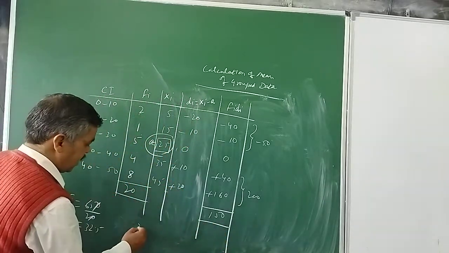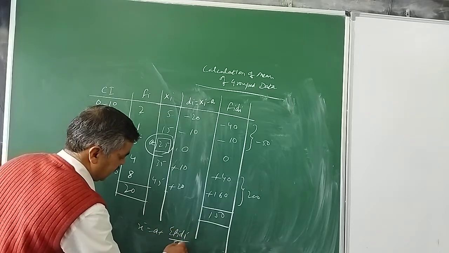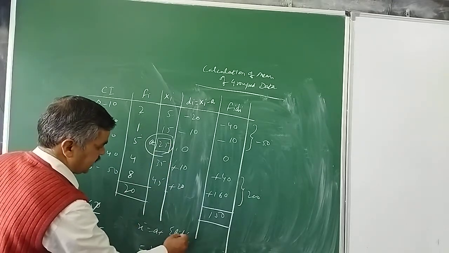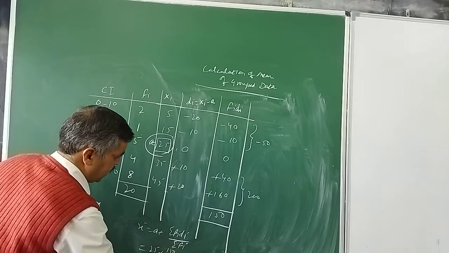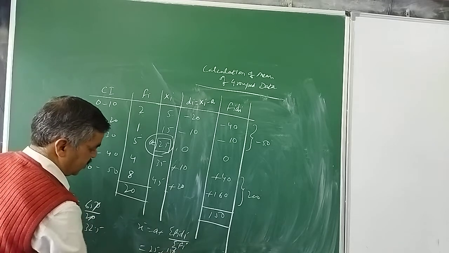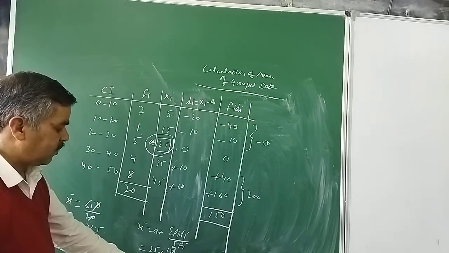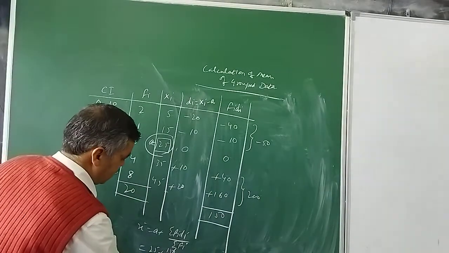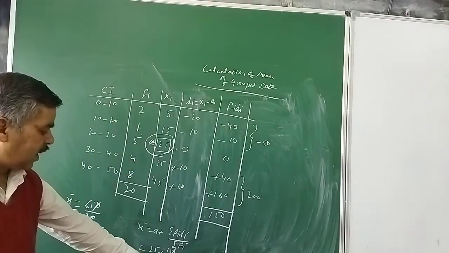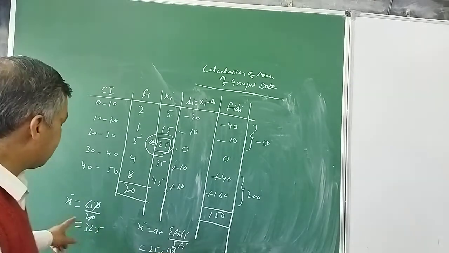Now you use the formula. x bar is equal to a plus sum of fi di divided by sum of fi. Substitute these values. a was 25, plus sum of fi di is 150, upon the sum of the frequencies, 20. So here you can do this cancellation: 25 plus 7.5. You know 15 upon 2 is 7.5. Again you will be back to your answer, that is 32.5. Or if you take the LCM, 25 twos are 50, 50 plus 15 again will make that 65.